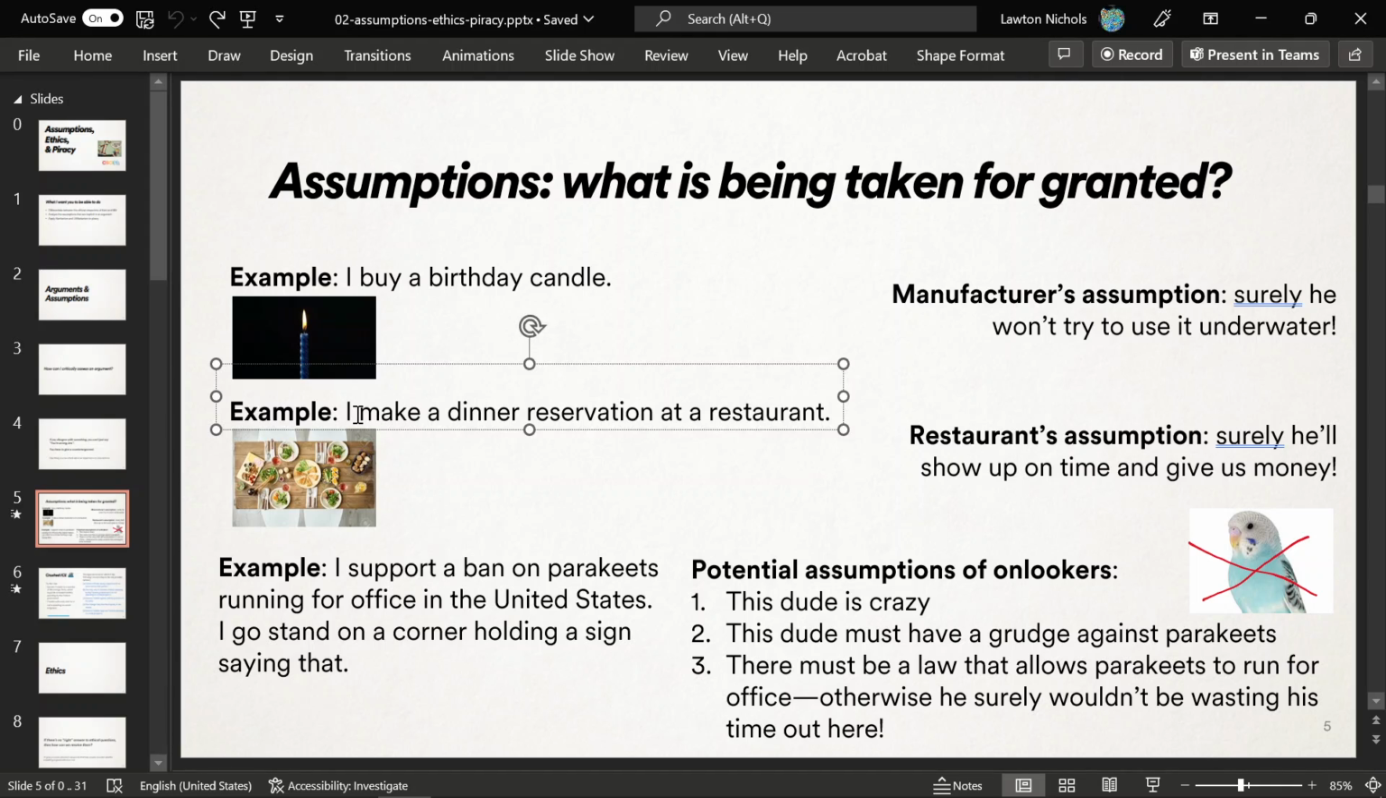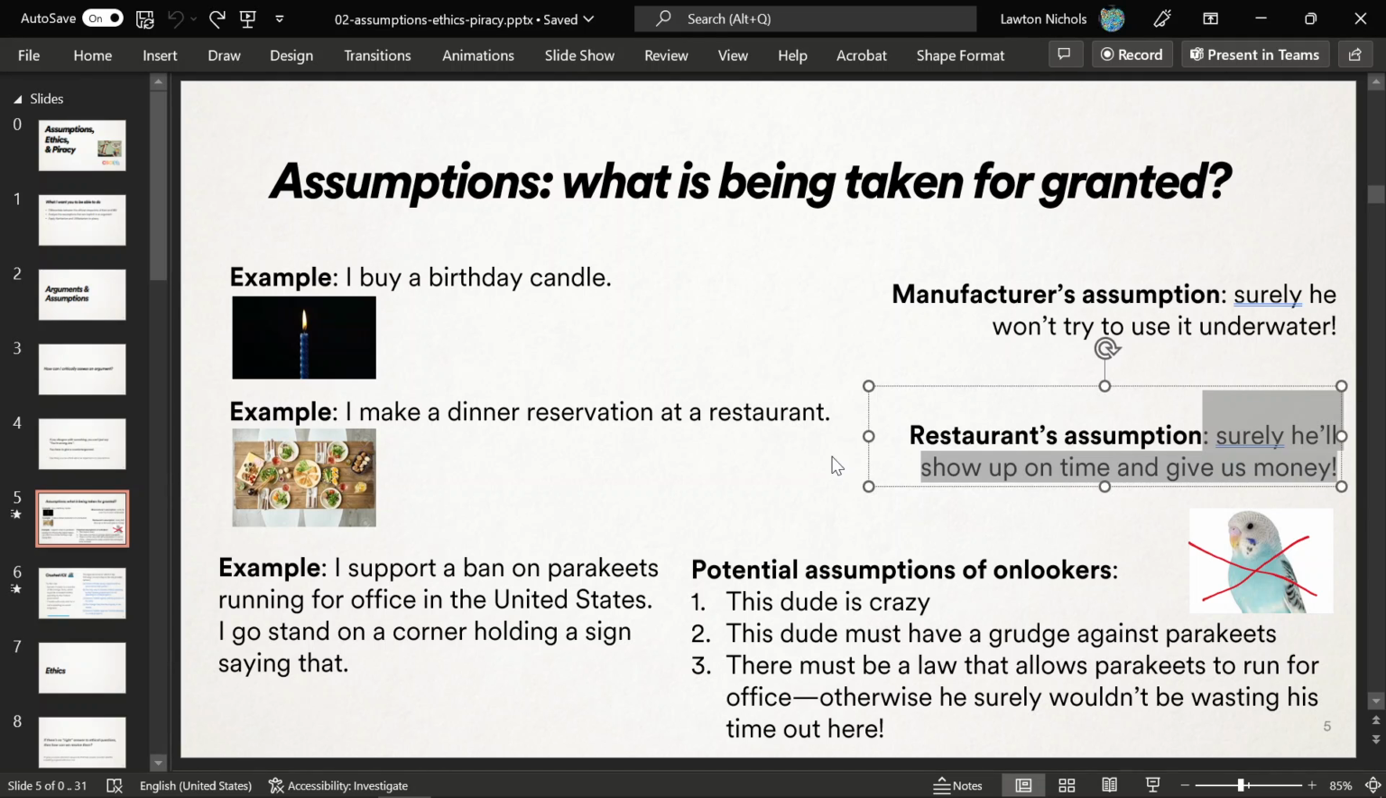Next example. If I make a dinner reservation at a restaurant, like I want to go out to eat, then the assumption of that restaurant is that I will show up on time and give them money. That's the whole point of having reservations, right? Otherwise, why have them at all? That is the assumption of the restaurant. They're assuming that I show up. And so this is also valid for arguments.